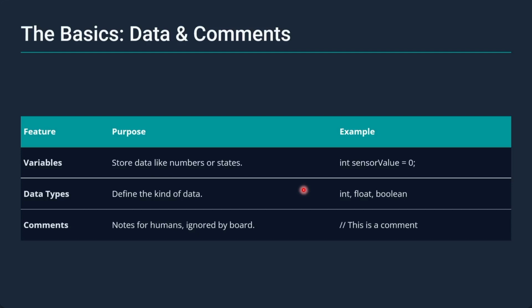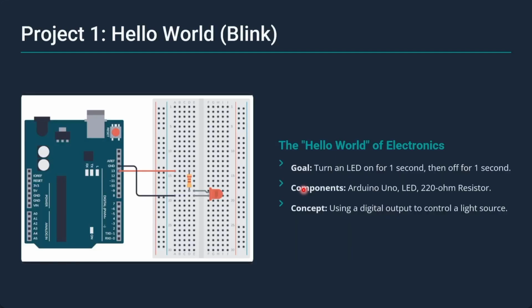Okay, next we will see one project, hello world. I will explain here how it should work, and based upon that you can do it. This is a simple hello world project. The goal is simply to turn on the LED for 1 second, then off for 1 second. For this we need one LED, a 220 ohm resistor, and one Arduino Uno. Let us see how we will make this.